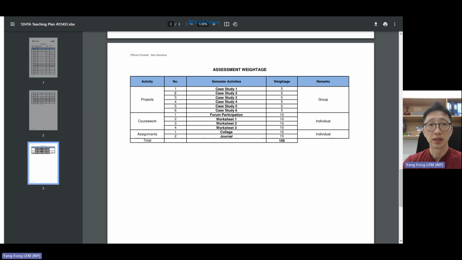Then for projects, there will be 6 case studies, each with a presentation. Each of them has a weightage of 5%, so 6 times 5, the total is 30%. This will be done in a group setting.